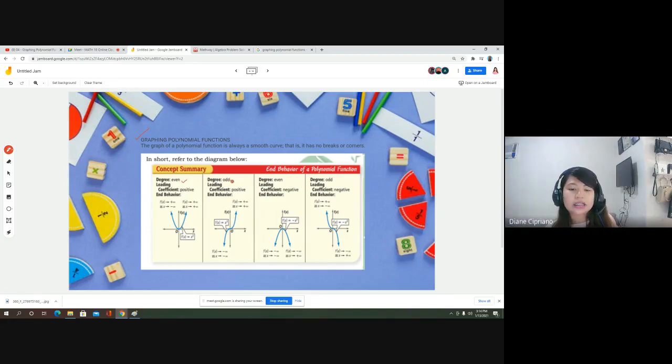Next, if the degree is odd and the leading coefficient is positive, ang itsura ng graph niya is from mababa going up. So this is the sample. If the degree is even and the leading coefficient is negative, opening niya is downward. If the degree is odd and the coefficient is negative, it is from left up to down right.